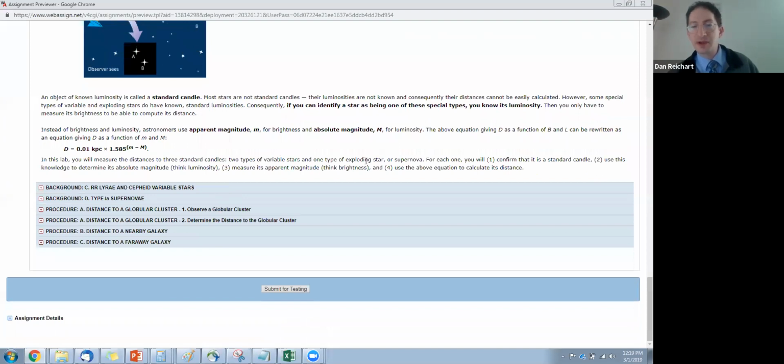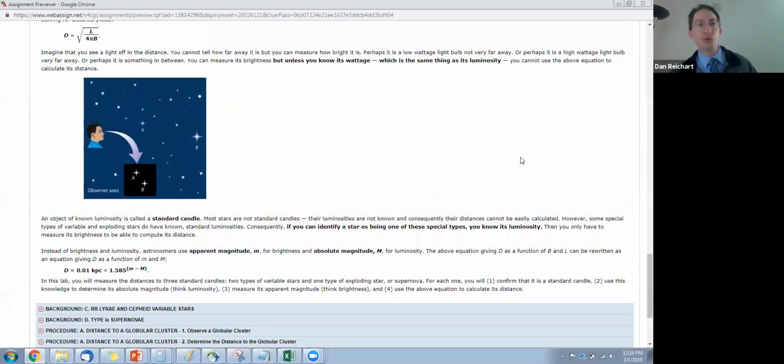It kind of sets it up here for variable stars and exploding stars. For each one, we're going to first confirm that it's a standard candle. Regular stars have a wide variety of luminosities. It could be 10,000 times more luminous than the sun, or 1/10,000th the luminosity of the sun. So just any old star doesn't count.